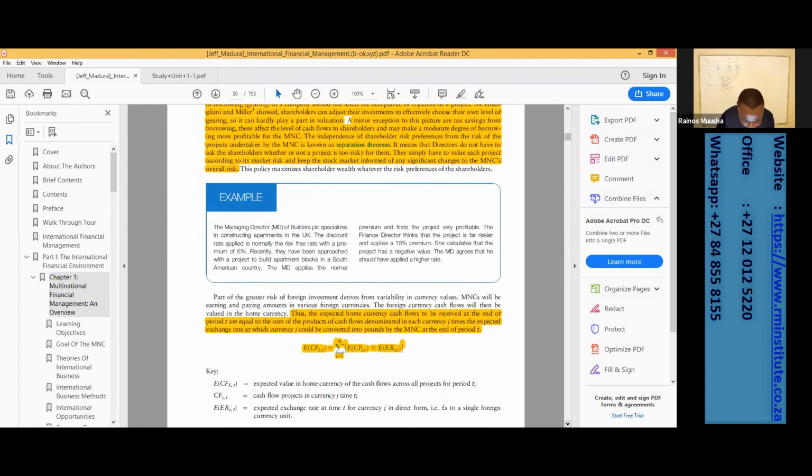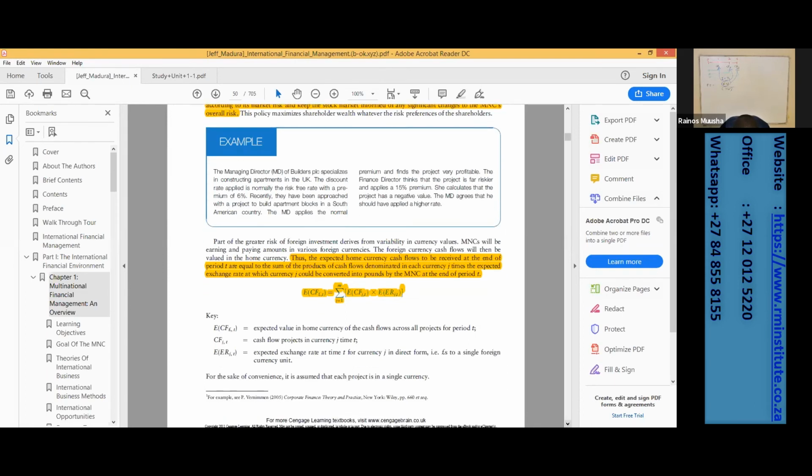So because of this, if you check the next paragraph, on line number 3, they say, thus the expected home currency cash flows to be received at the end of period T are equal to the sum of the product of cash flows denominated in each currency times the expected exchange rate at which the currency could be converted into pounds by the multinational corporation at the end of each period. So the expected cash flow is given as the expected cash flow during that period multiplied by the expected exchange rate, which means the expected cash flow is affected by the expected exchange rate.